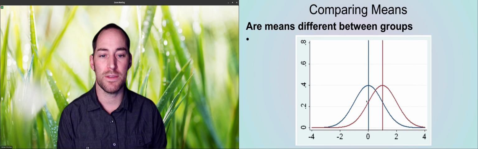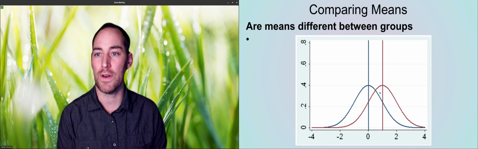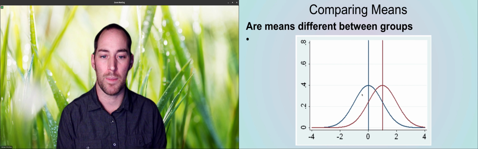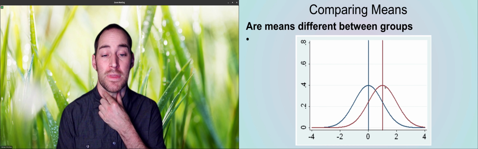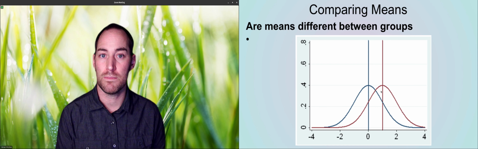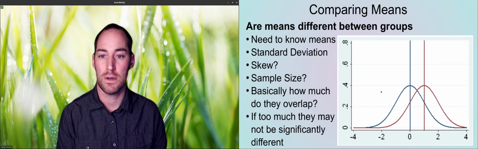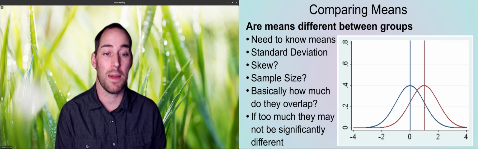So are these means statistically significantly different? Maybe this is our control group in blue and our treatment group in red. Maybe we're trying to make people happier or something like that. Is this difference here enough to say that it worked? Well, you need to know more things: standard deviation, so how wide this is, how skewed it is, and what the sample size is.